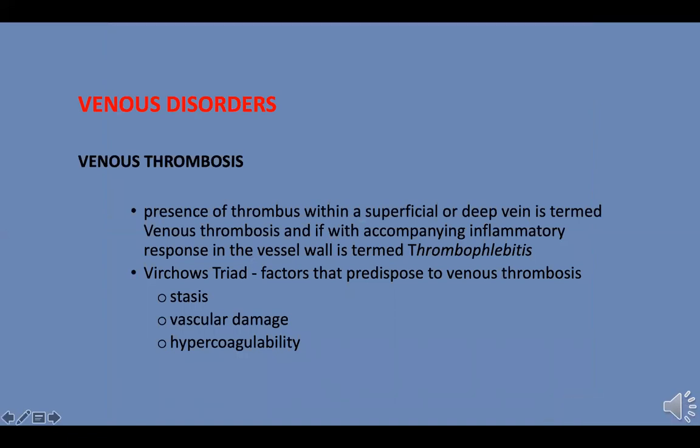So we will now talk about venous disorders. First is venous thrombosis. The presence of thrombus within a superficial or deep vein is termed venous thrombosis. If there is an accompanying inflammatory response, it is called thrombophlebitis. Virchow's triad, these are factors that predispose to venous thrombosis: first is stasis, the presence of vascular damage, and hypercoagulability.